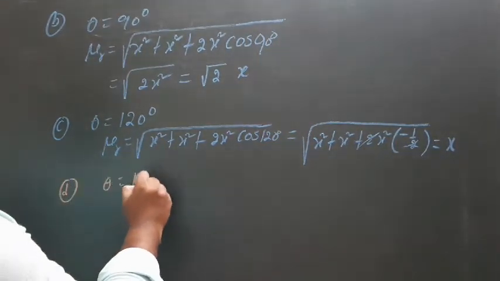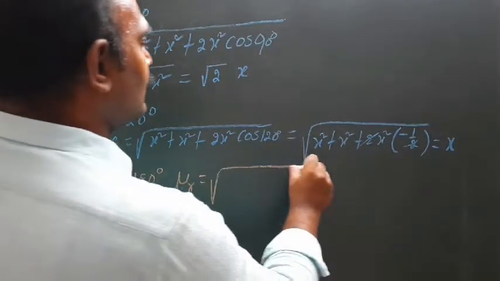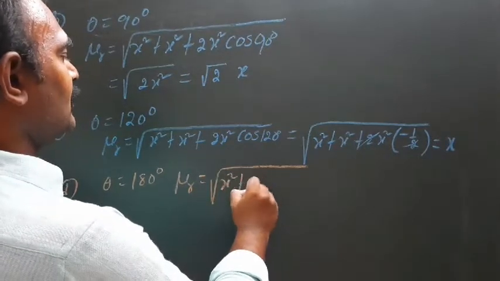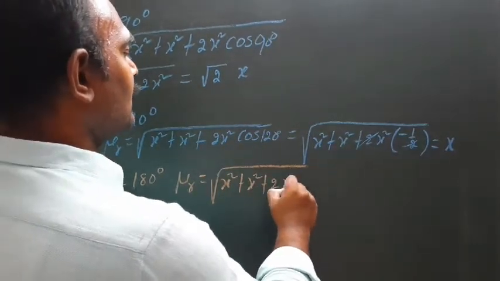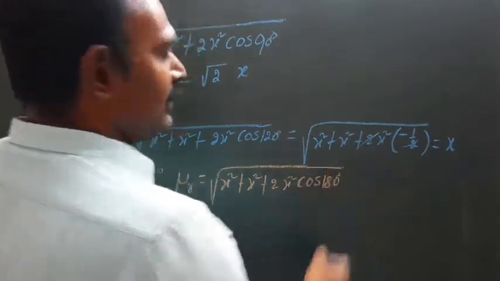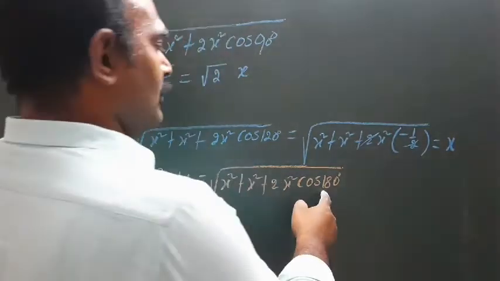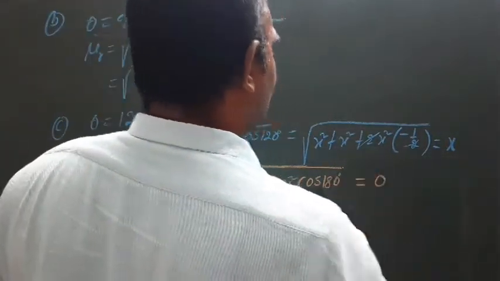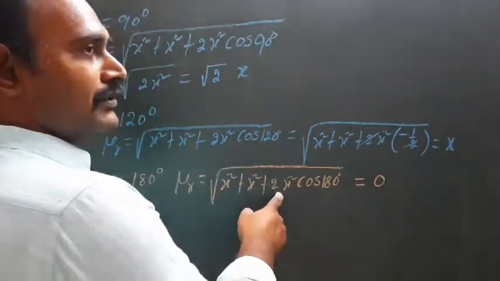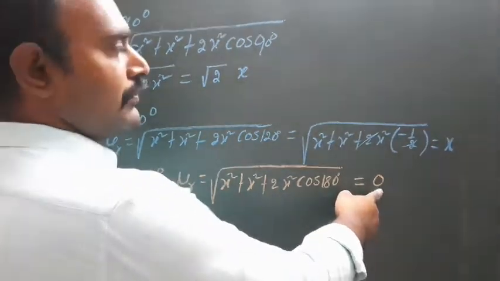Okay, coming to the last one. Theta is equal to 180 degrees. Then mu r, the resultant dipole moment, is equal to square root of x square plus x square plus 2x square into cos 180. Now the cos 180 value is minus 1. Then what will we get here? Minus 2x square plus 2x square, total 0.